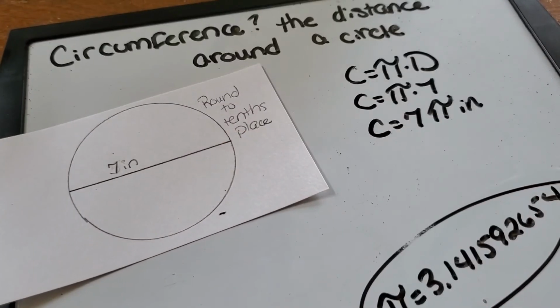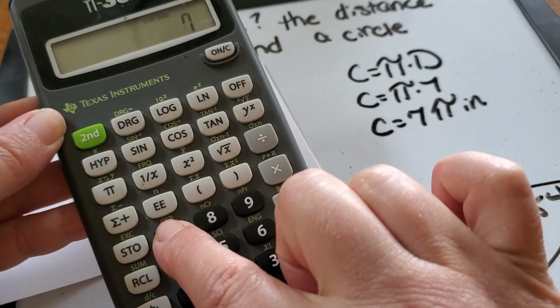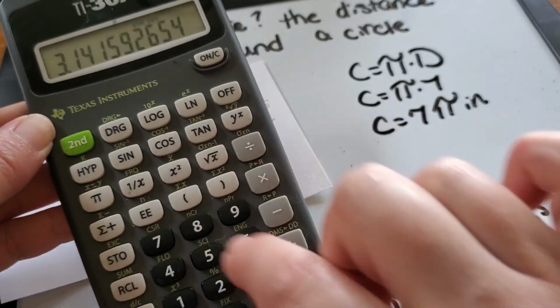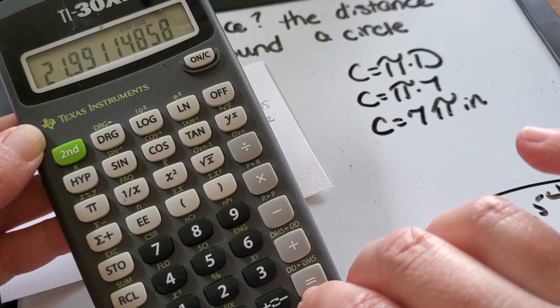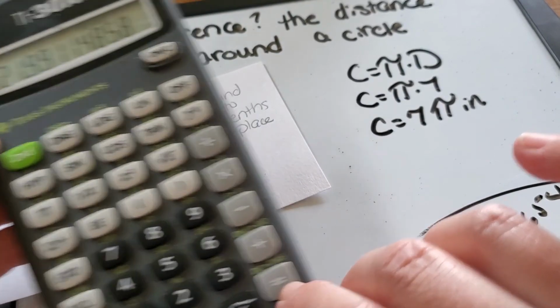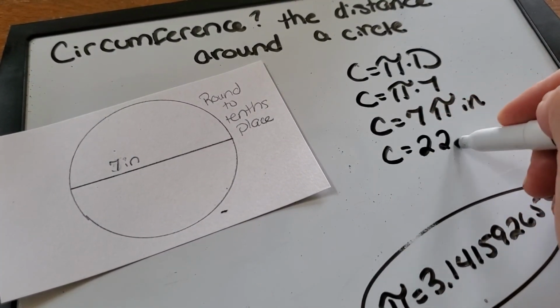Since it asks you to round it, you don't leave it in terms of pi. You punch in 7 times pi. Don't forget to hit equals. And round it to the tenth place. Oh, that would be 22.0. Or 22 inches.